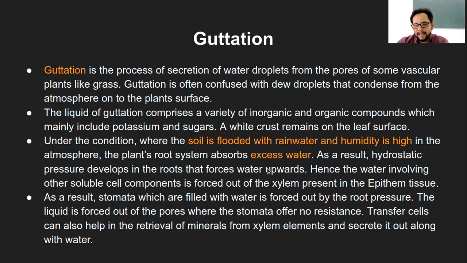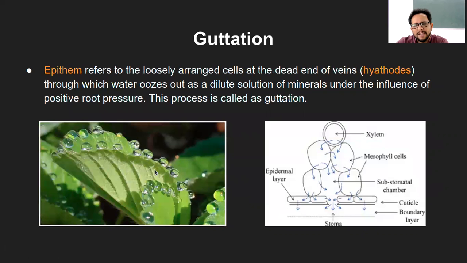Now, as a result of this excess water still getting absorbed, hydrostatic pressure will build up in the roots. Again, the same root pressure will force water to move upwards, and hence water along with other soluble components. Now, this is a forceful movement of water. Normally there is also root pressure, but this is an even more forceful movement, and that way water involving the other soluble cell components will be forced out of the xylem, and that is present in the epithem tissue. Epithem tissue is a kind of tissue present at the margin, usually loosely arranged cells at the dead end of the veins.